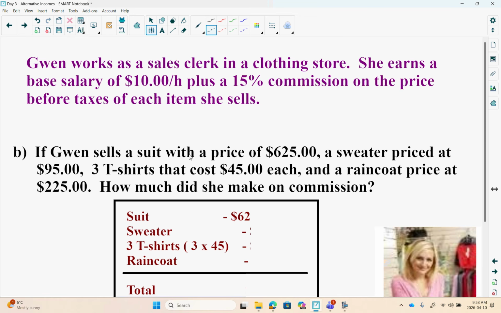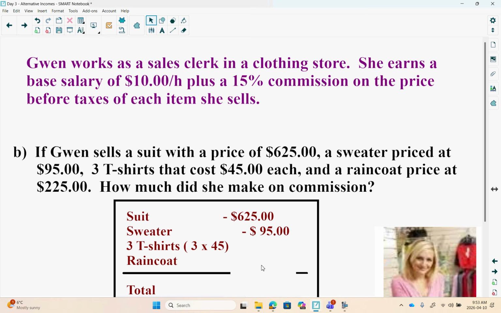If Gwen sells a suit with a price of $625, a sweater priced at $95, 3 t-shirts at $45 each, and a raincoat at $225, how much did she make in commission? Well, first of all, let's add these up. Okay? The suit cost how much? $625. The sweater is $95.